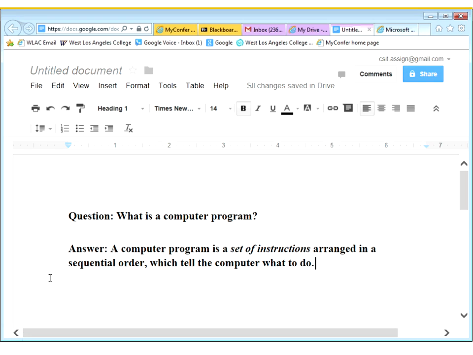Question, what is a computer program? The answer is a computer program is a set of instructions arranged in sequential order which tell the computer what to do. Okay? And so that's what we're going to be doing in this class: writing computer programs. So always remember that it's a set of instructions, usually more than one, and it's arranged in a sequential order, meaning that they're executed or run by the computer in order.